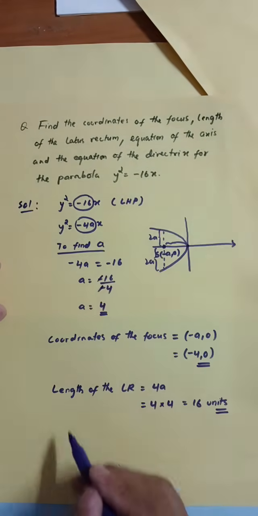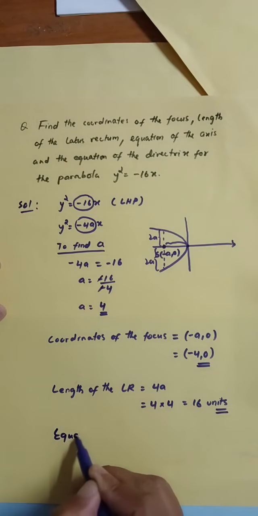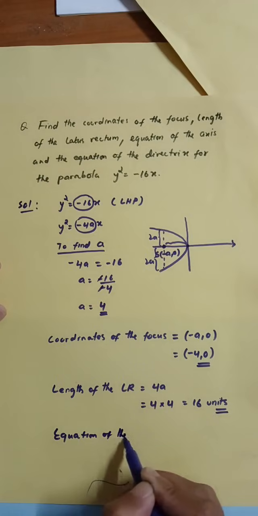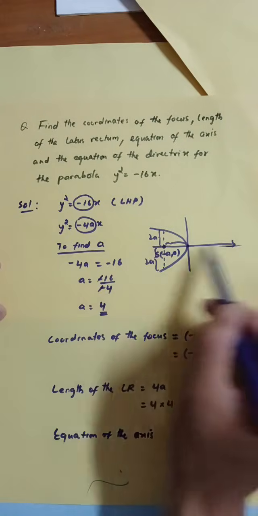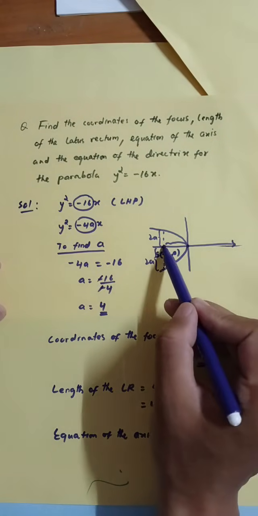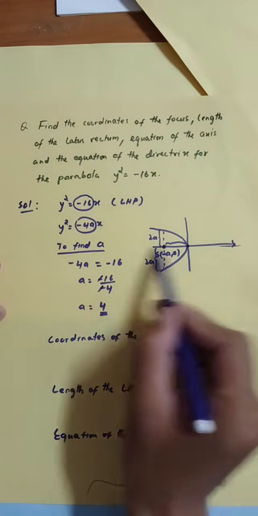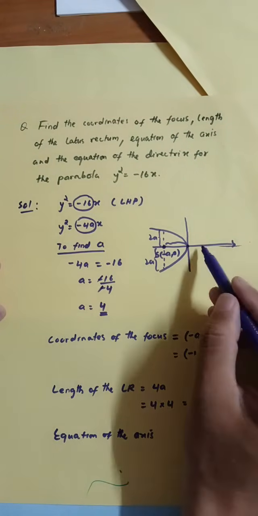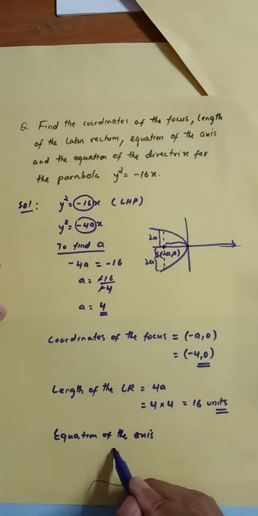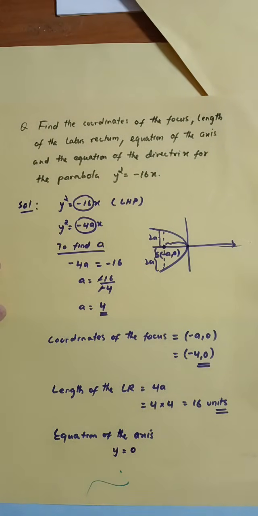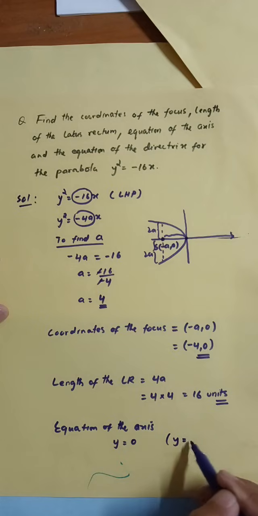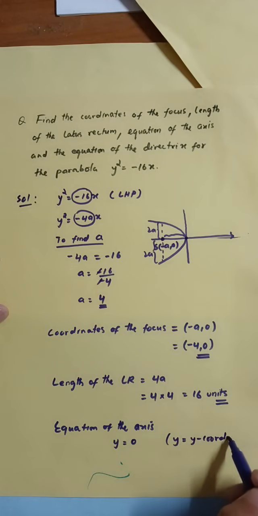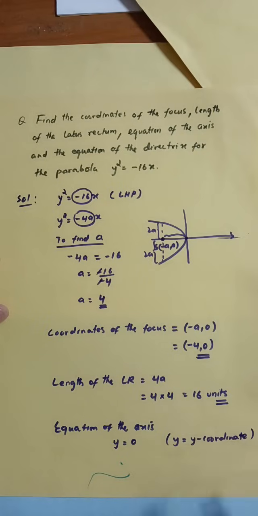Then next is the equation of the axis. The axis is a line which passes through the focus and vertex. So this is a horizontal line, and the equation is y equal to 0. Because the equation is y equal to the y coordinate, and the line passes through points whose y coordinate is 0.